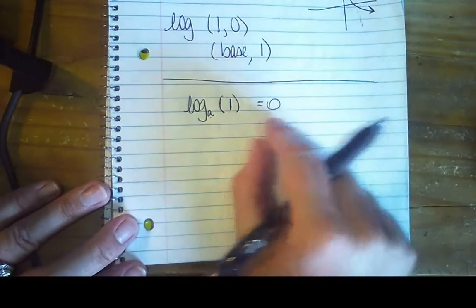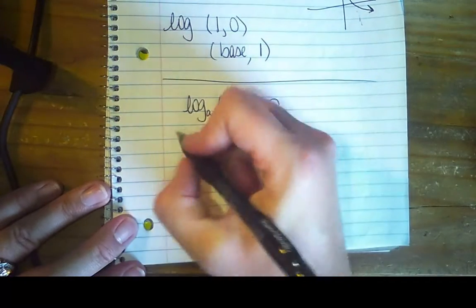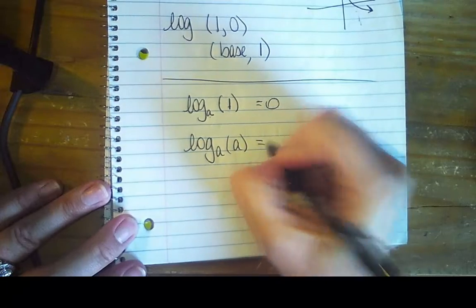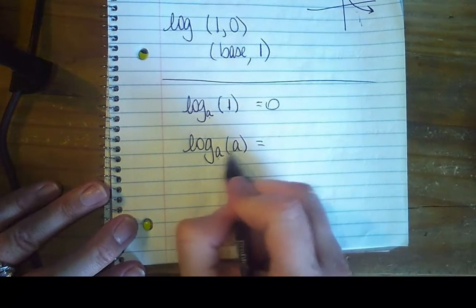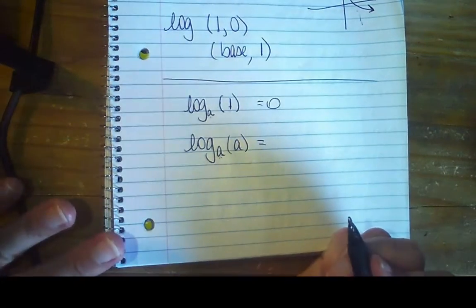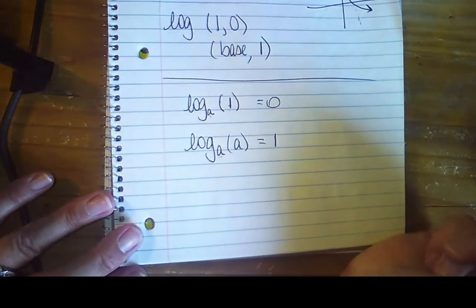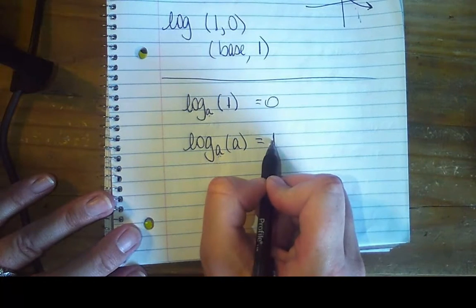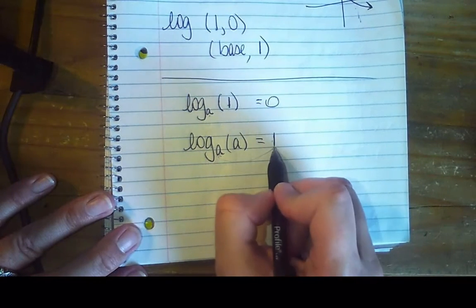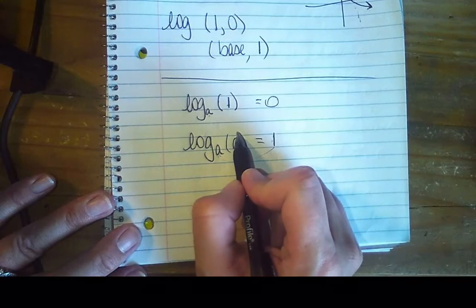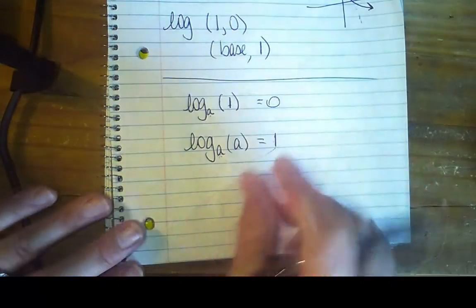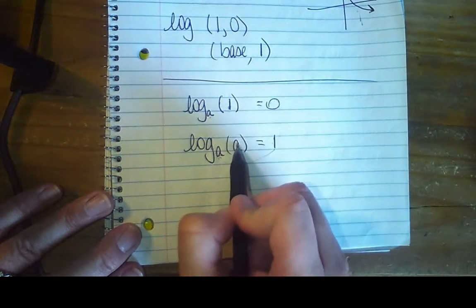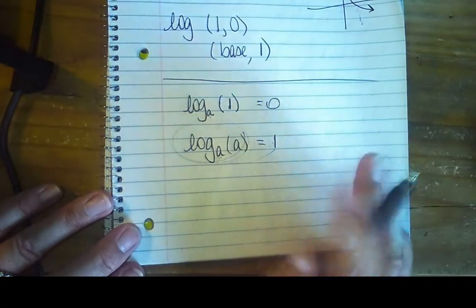If your base and your argument match, so I have log base A of A, they're the same number, then it will immediately equal 1. Now, why is that? Any number to the first power is itself. Okay, so those are your two big things. If you see a 1 right here, it just goes to 0. If your base and your argument match, you can simplify this thing down to be 1.